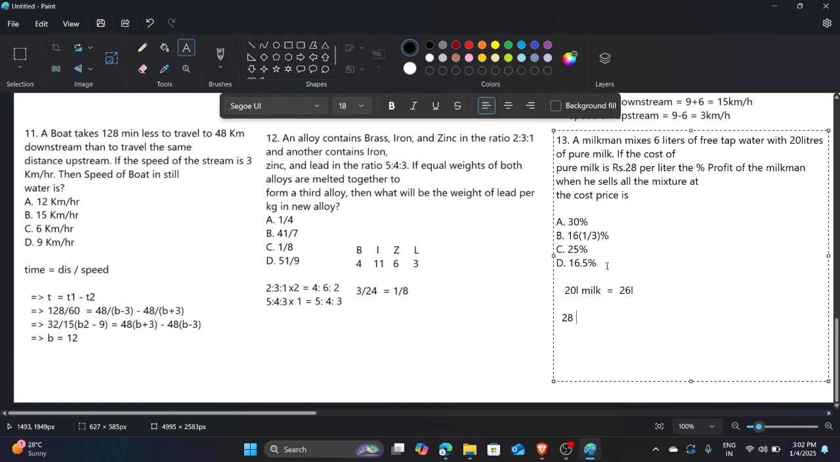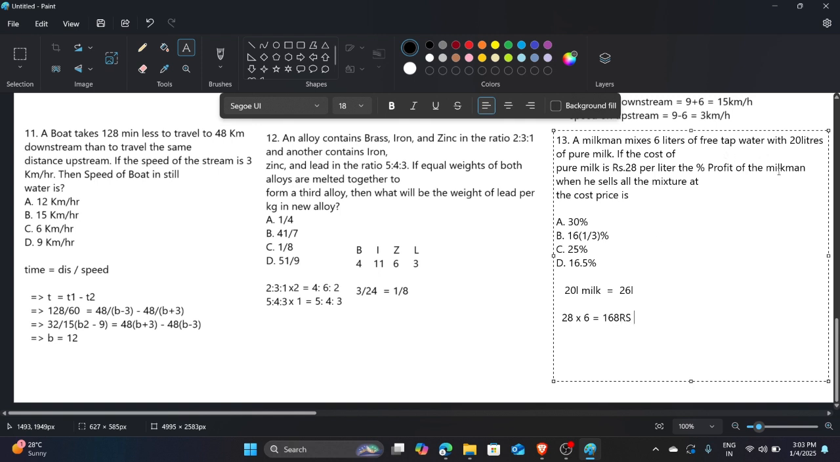And he increases the quantity by 6 liters by adding 6 liters of water. So now 28 multiplied by 6 is the total profit he gains. What is 6 into 8? It is 48. 8 sixes are 48, so carry 4, and 6 times 2 is 12, 12 plus 4 is 16. So 168 is the total profit he had.